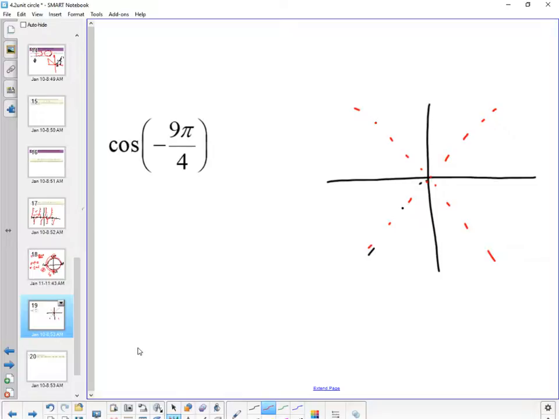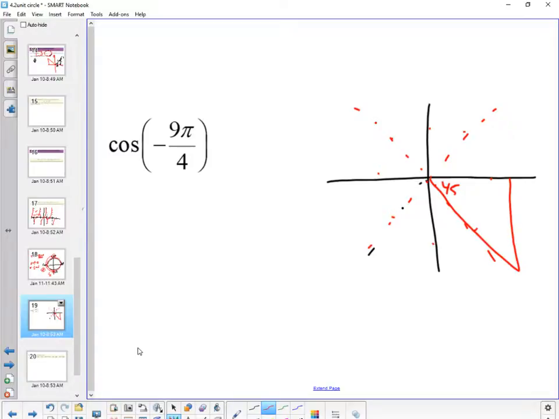So I need to do 9 of them, right? So I've got, and backwards. So I got 1, 2, 3, 4, 5, 6, 7, 8, 9. This is the one I want. Now if you want to convert that into degrees, more power to you. That's going to put me at pi fourths, which means it's a 45-degree angle, right?